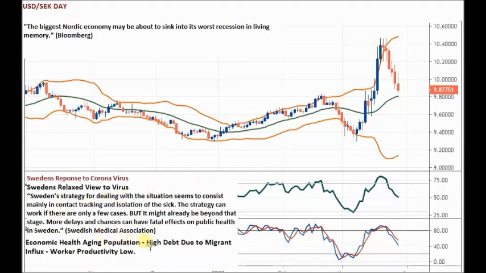I've just done one quote here from the Swedish Medical Association. "Sweden's strategy for dealing with the situation, i.e. the virus, seems to consist mainly in contact tracking and isolation of the sick. The strategy can work if there are only a few cases, but it might already be beyond that stage." It is beyond that stage in our view. "More delays and chances can have fatal effects on the public health in Sweden."